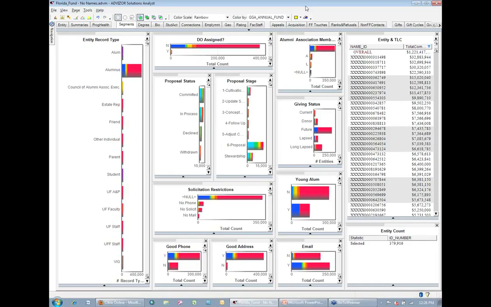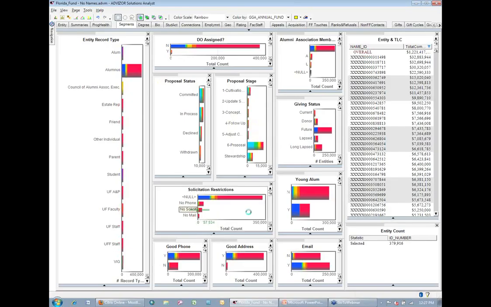So one question the Florida Fund might ask is, okay, we want to do a solicitation of current parents who are also alumni. How many people is that? What do we need to budget for our materials? Because we know we're going to focus the message that way. So one thing we can do is we can look on our segments page.